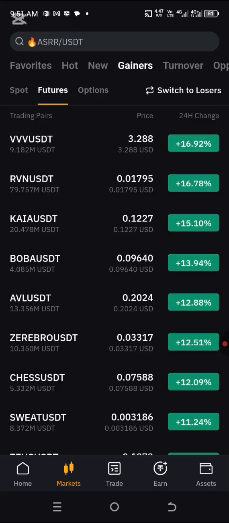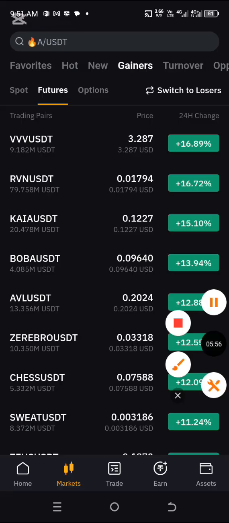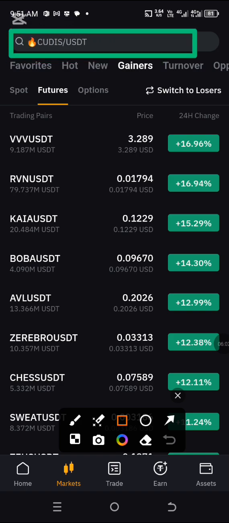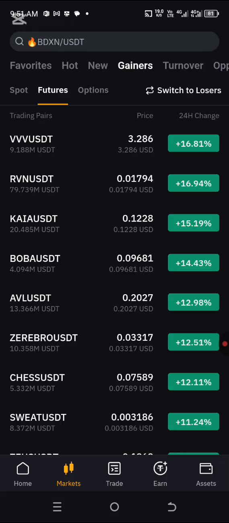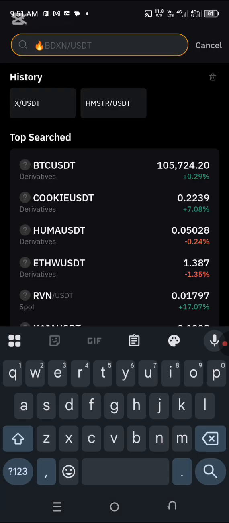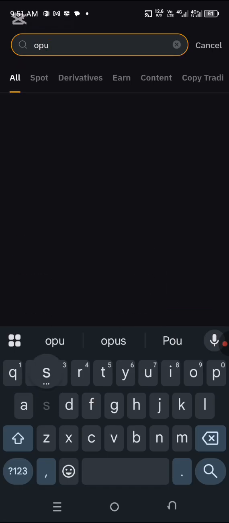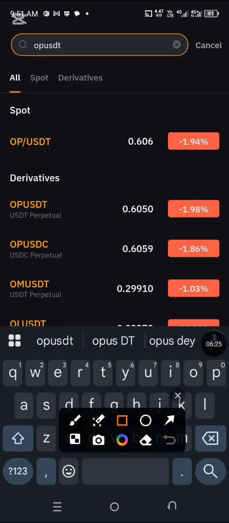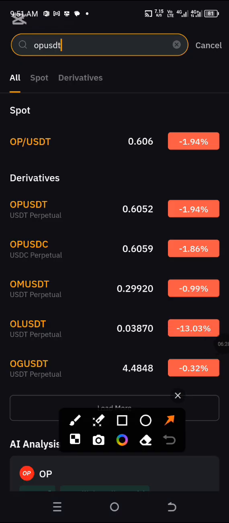Now from here you can search for any coin. This place, you can search for any coin you want. Maybe you are given a token to trade, you can just come here and search the name of the token. Okay, the name of the coin to trade. You just click on this place and type OPUSDT. As you can see, that is the name of the coin. The top one is showing spot. As you can see, that top one is the spot trading.